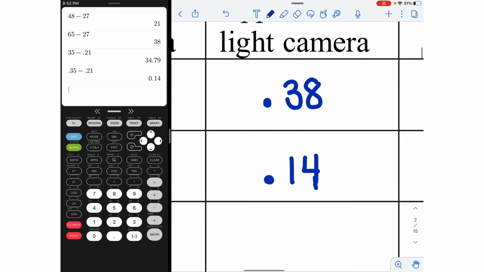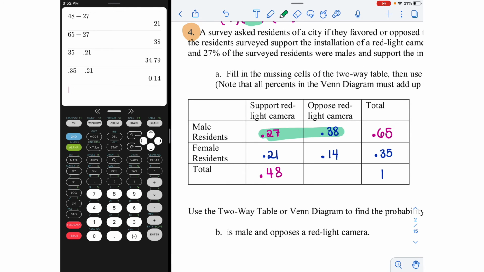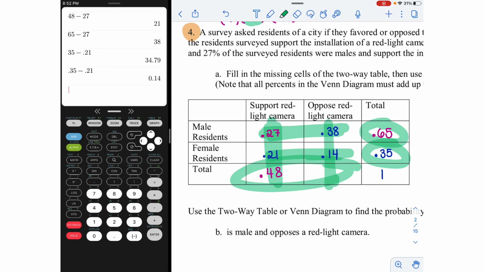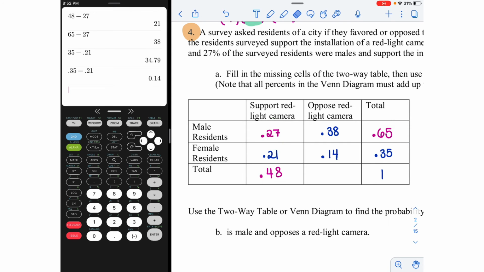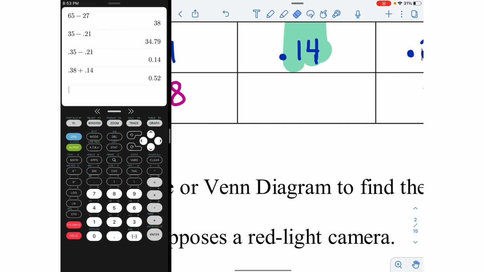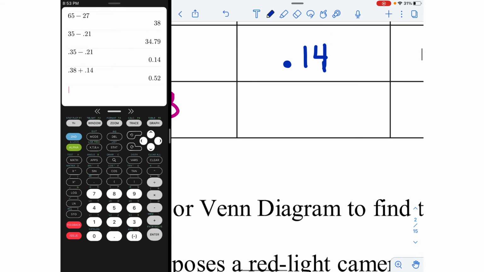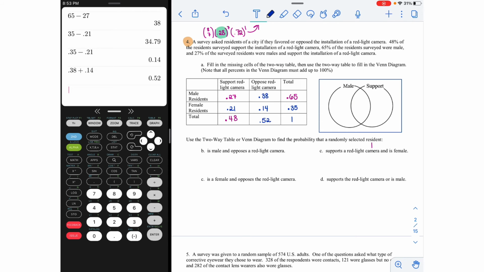So the way that I'm filling out this chart is that these two side by side need to add up to 0.65. Side by side, these need to add up to 0.35. And then up and down, they need to add up to the total numbers. So that's how we're filling out this chart. To find this missing link, I'm going to add 0.38 plus 0.14, and that's 0.52. All right, so I've filled in all the missing pieces.